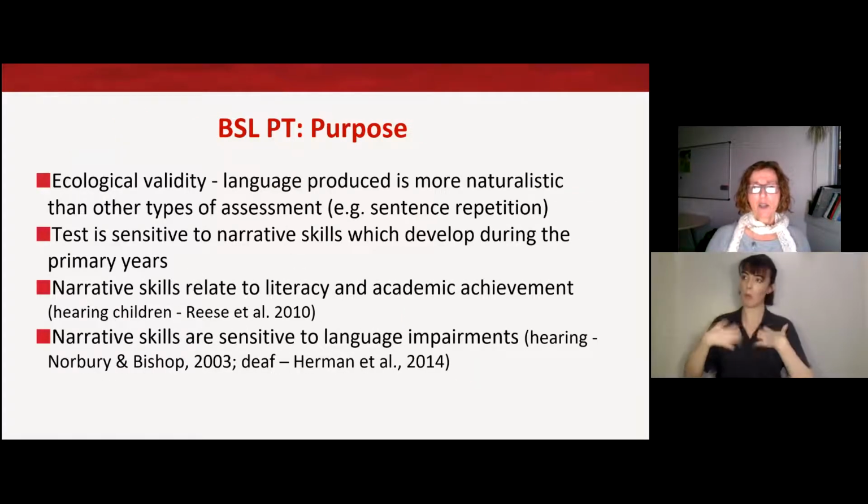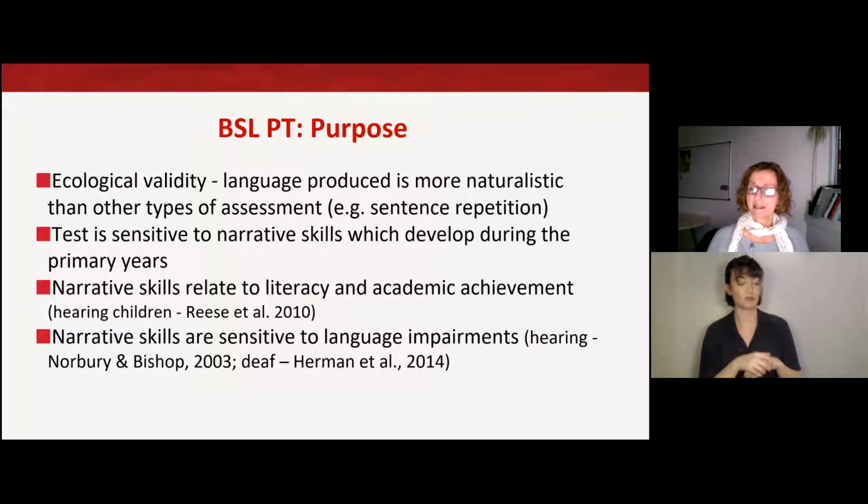So this test looks at children's more naturalistic expressive language. Children watch a video and they tell the story to somebody they think doesn't know the story. And narrative skills, we know, are very sensitive to being measured in this period of the primary school years. And in hearing children, there's good research to show that they relate to children's literacy and academic skills later on. They're also very sensitive to language impairments.